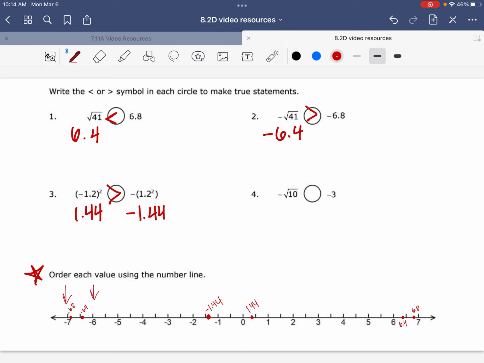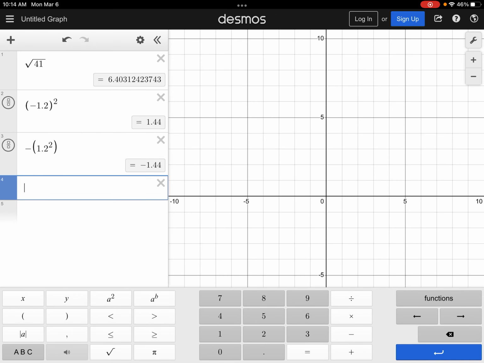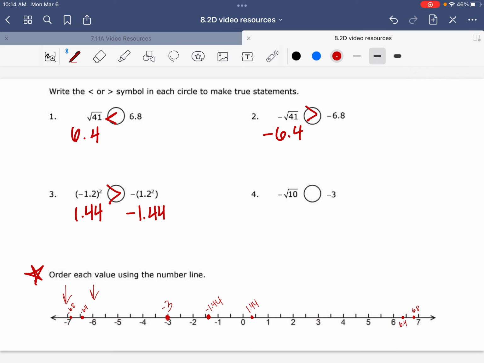And then our very last one, we have negative square root of 10, and we are comparing that to negative 3. So I can go ahead and graph negative 3 on my number line. And now I just need to figure out the decimal approximation of negative square root of 10. So I'm going to go to Desmos and ask, what is negative square root of 10? And we get that that is negative 3.16, or 3 and 16 hundredths. And so I'm going to annotate that and say negative 3.16.